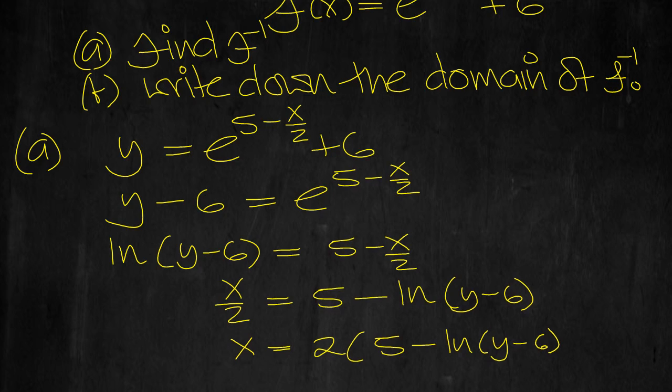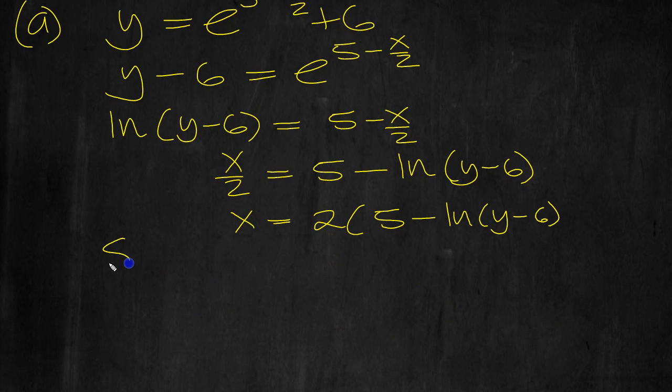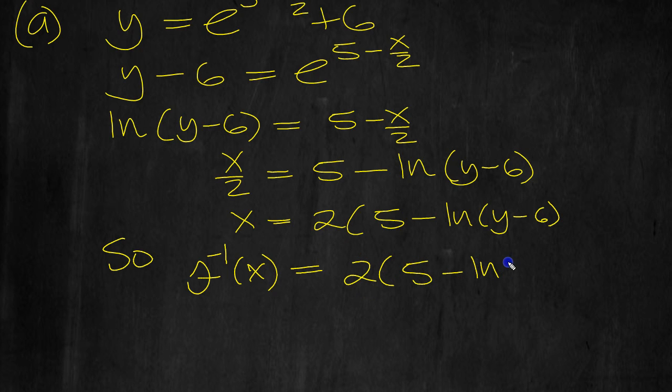So our inverse function then, swap the symbols around. So f minus 1 of x, that's the y, if we swap the symbols around, equals 2 lots of (5 minus ln) and swap the symbol here. y goes to x, x goes to y. Okay, so that's the inverse function then.